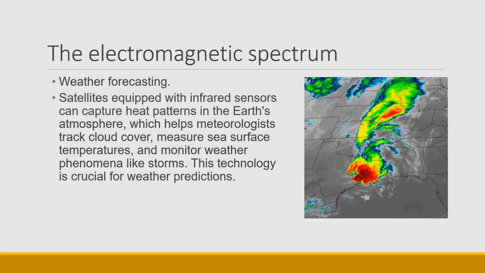We also use infrared radiation in weather forecasting. So satellites that are up in space are equipped with infrared sensors, and they're able to capture the heat patterns in the atmosphere of the Earth. And meteorologists use these heat patterns to track cloud cover, to measure sea surface temperature, to monitor weather phenomena like storms and hurricanes. And this technology is crucial for meteorologists to undertake their weather predictions.